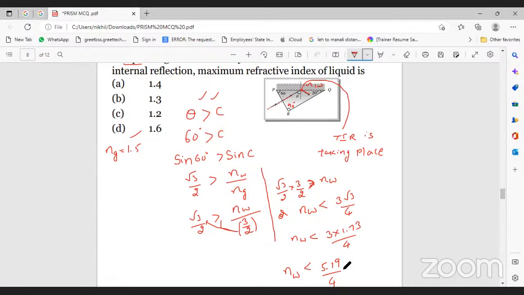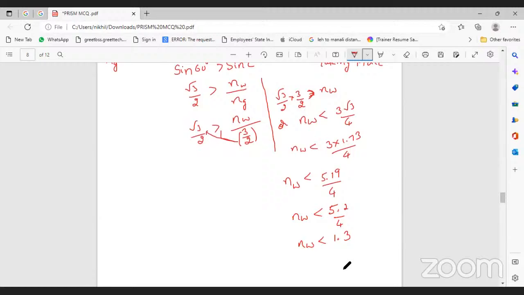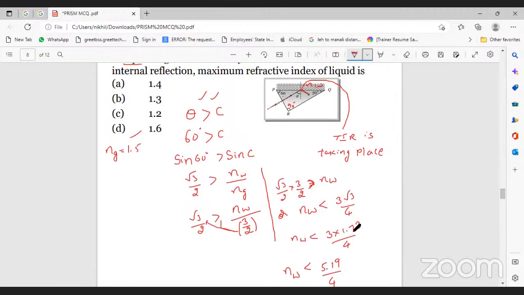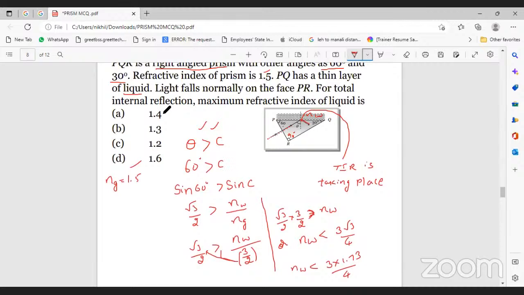Less than 1.3. It cannot be 1.3 or 1.4. Look at the options. 1.3 is also not possible. So the refractive index of that liquid or water should be less than 1.3. So 1.2 is possible. 1.2 is option C. Yes, option C is the right answer.